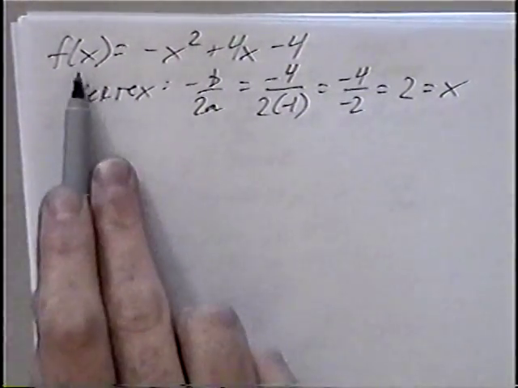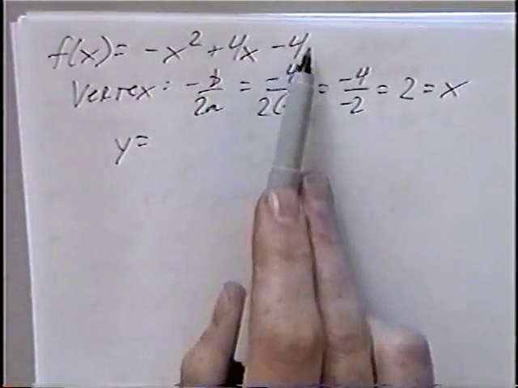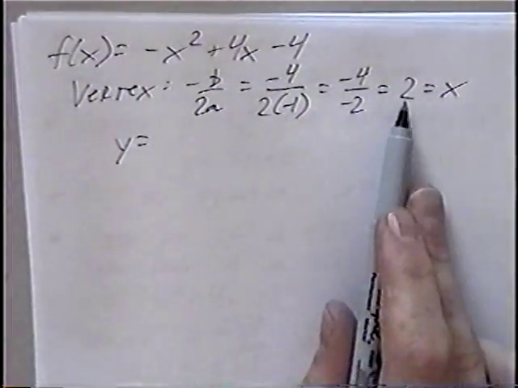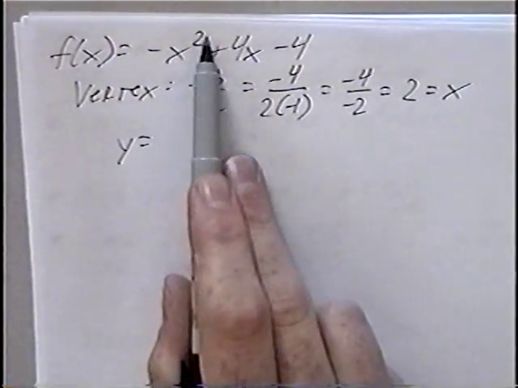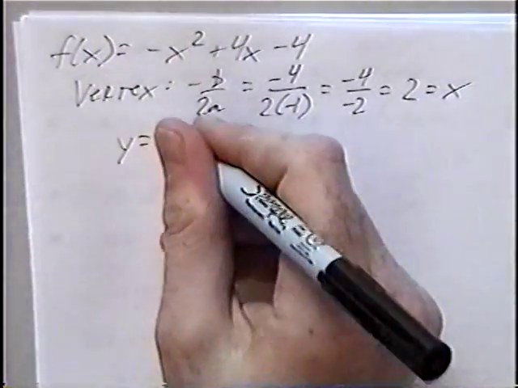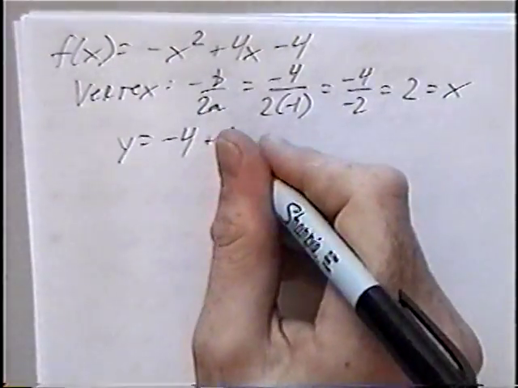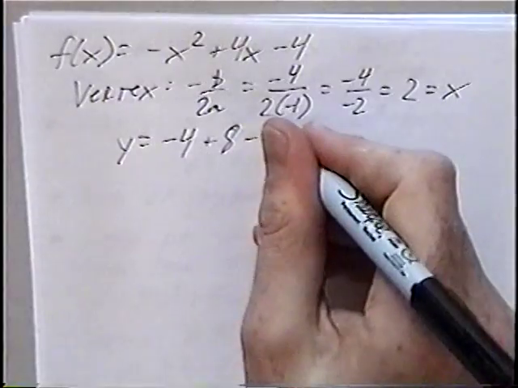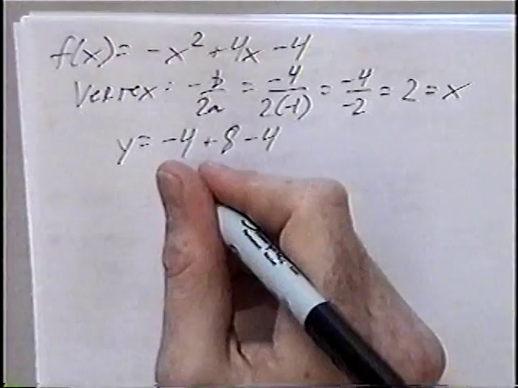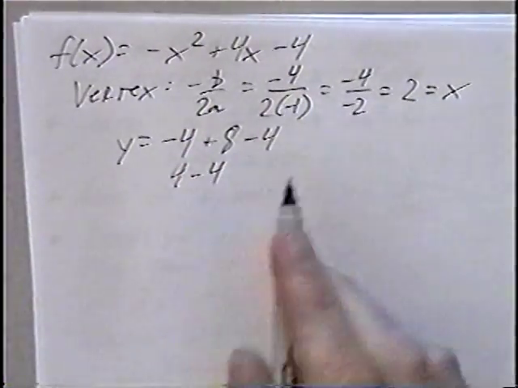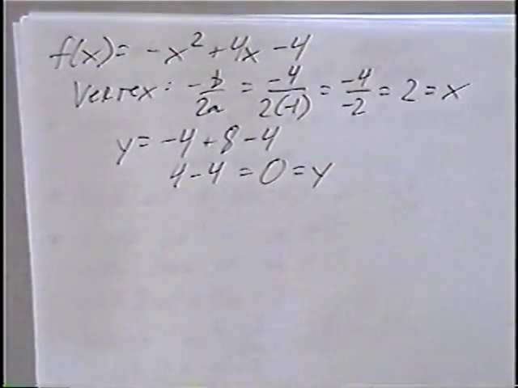Find the y value. Y again is the same as f of x. We'll take the 2, plug it in for x, and solve for y. In this case, we'll plug a 2 in, do the exponents, and then we'll make the answer negative. So 2 squared would be 4. That minus makes it a negative 4. 2 times 4 would be 8, and minus 4 stays the same. Negative 4 plus 8 would be positive 4. And subtracting the 4 on the end would be 0. Again, that's the y value, so y is equal to 0.